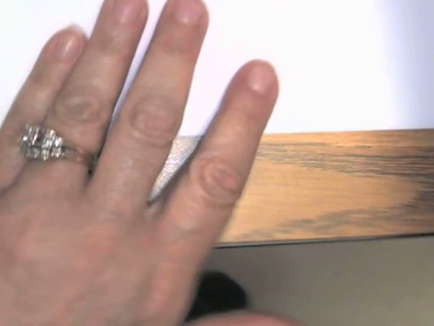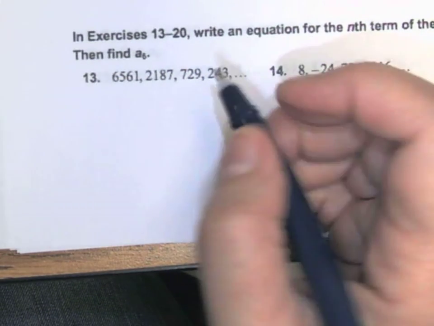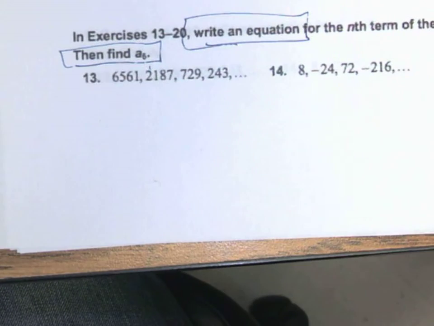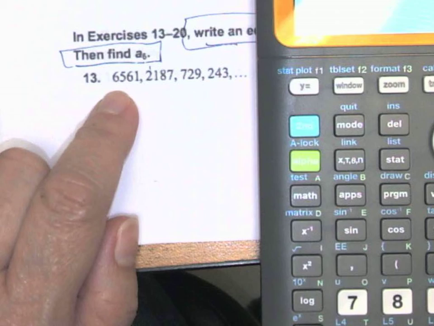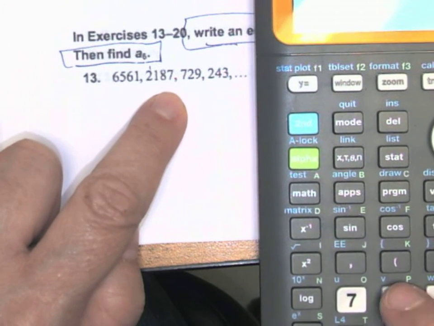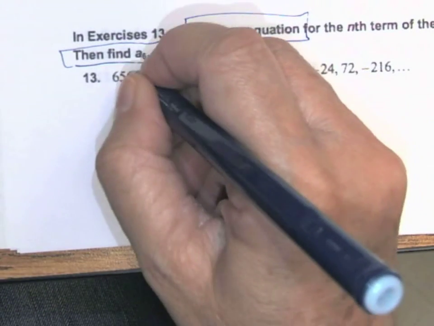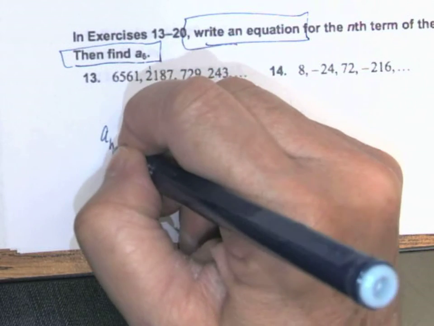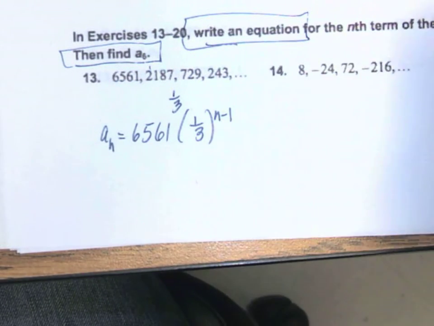All right, let's look at the last examples. We need to write an equation. They're telling us these are geometric. And let's write an equation, then find a sub 6. So, whoa, this one's getting smaller. It must be multiplying by a fraction. So let's start this way. Let's go 6561 divided by 2187, and we get 3. So this must be multiplying by a third. So my common ratio is 1/3. So let's go a sub n equals your first term times your ratio to the n minus 1.